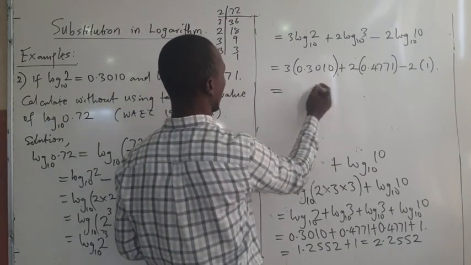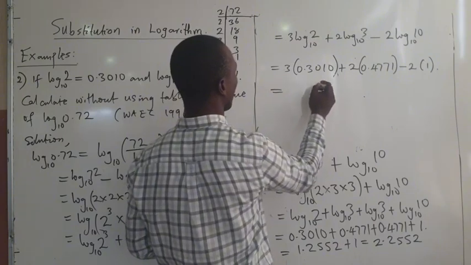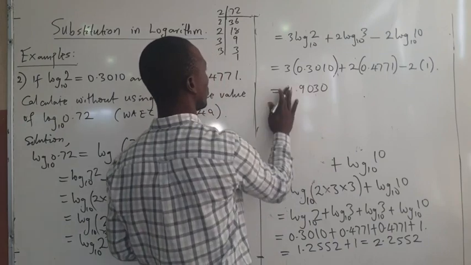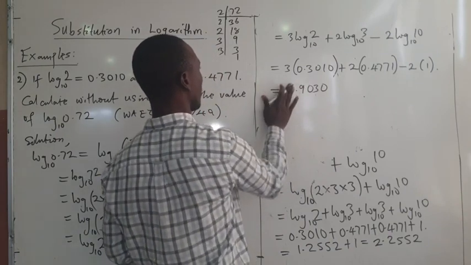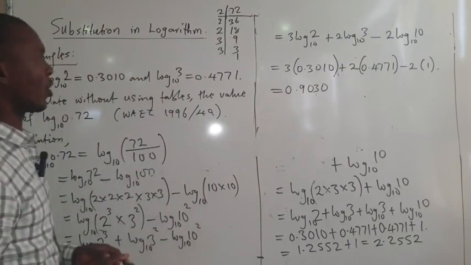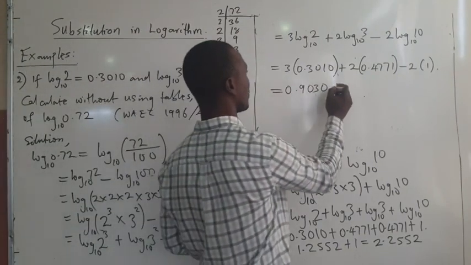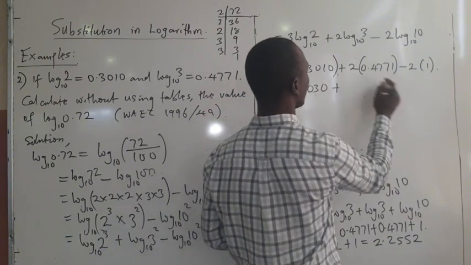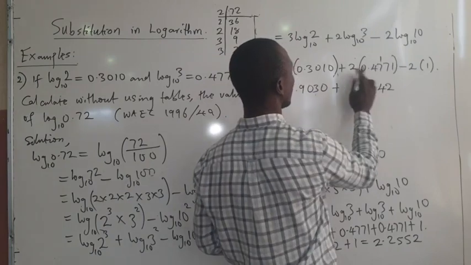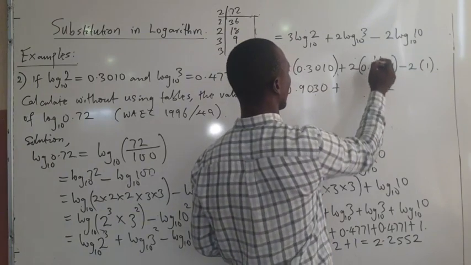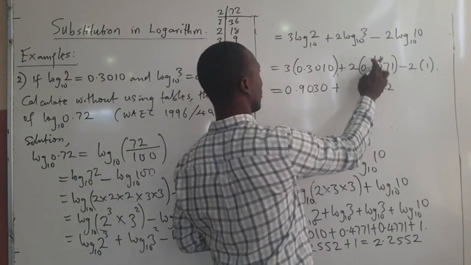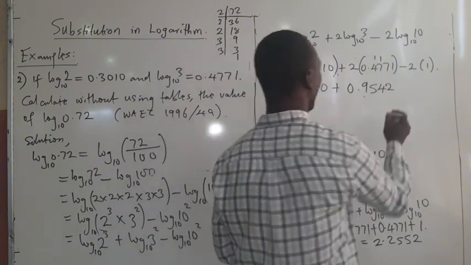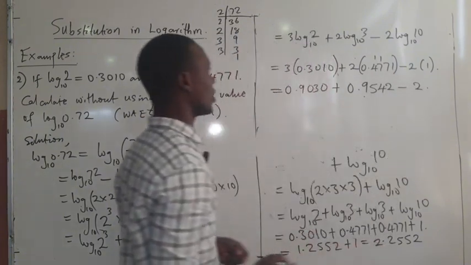So we now multiply. 3 multiplied by 0.3010 is 0.9030. Then plus 2 times 0.4771: 2 times 1 is 2. 2 times 7, 14, 4 carry 1. 2 times 7, 14 plus 1, 15, 5 carry 1. 2 times 4, 8 plus 1 is 9. Point, 2 times 0 is 0. So that is 0.9542. Then minus 2 times 1, which is 2.